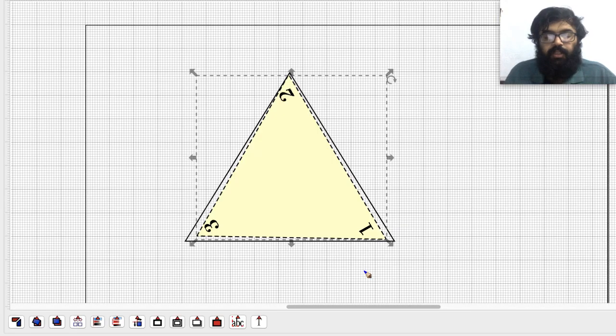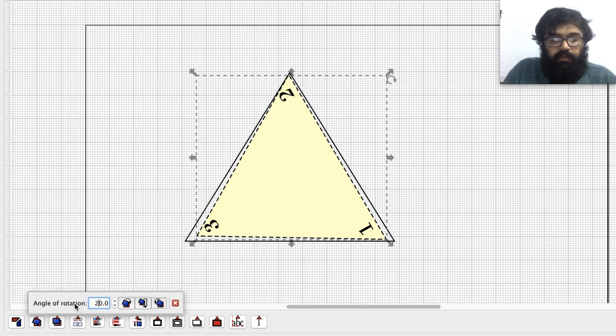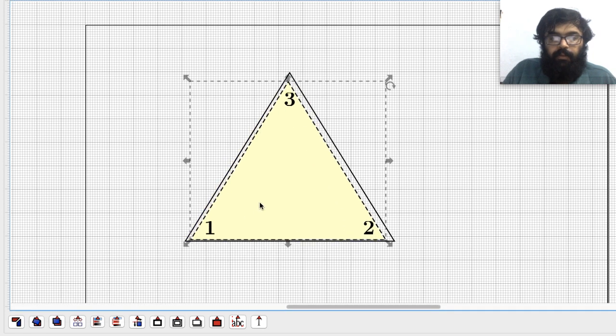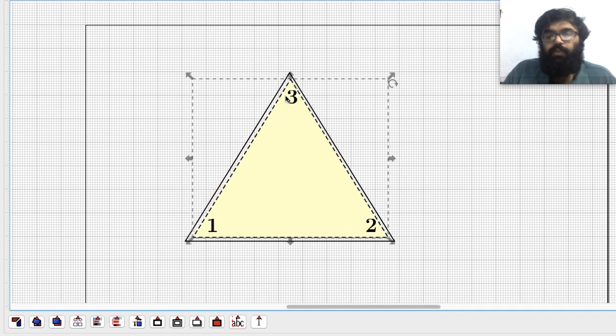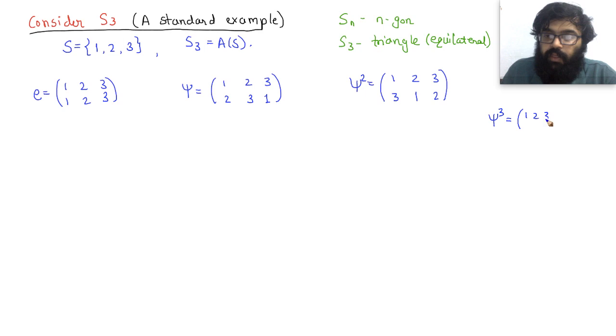And then what happens if we rotate this again by 360 degrees? So 240 is there. Let me rotate it by 360 degrees, and let me drag here. So 360 degrees, again it comes back to the same position, 1, 2, 3. So that means psi cube equals 1, 2, 3. Again we are back to identity.